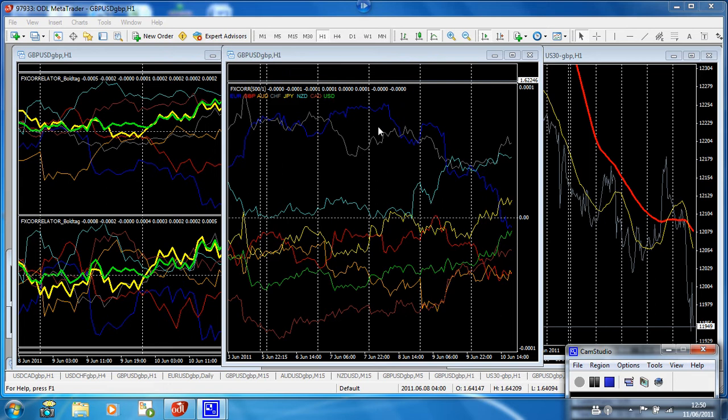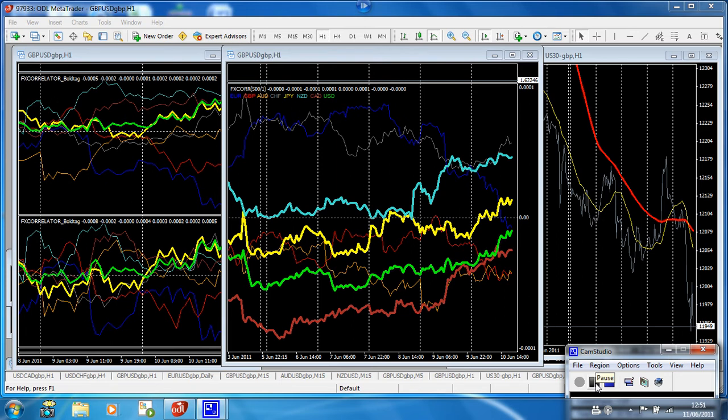So let's see the winners and the losers during the week, shall we? First of all, let's start with the winners. Okay, can you see those four currencies there? They're much more in bold now. These were what I perceived to be the winners during the week.